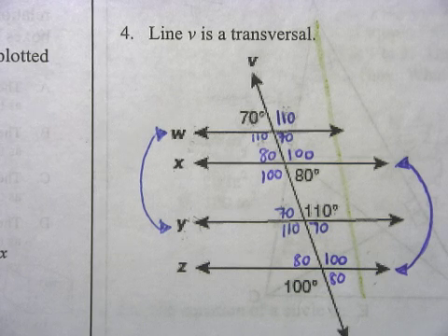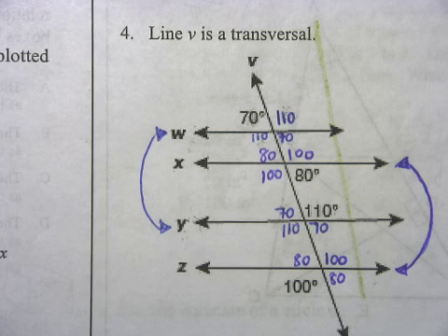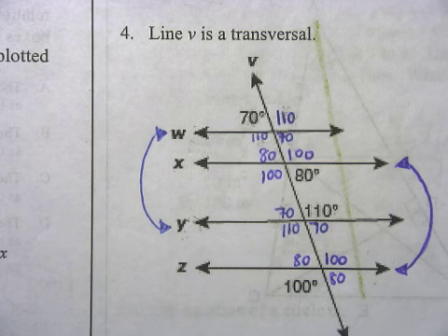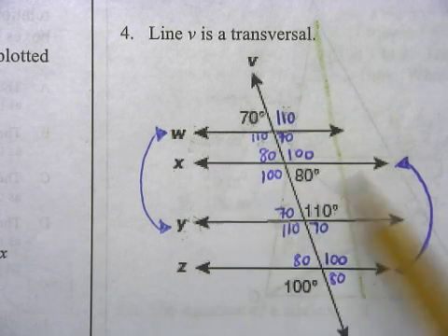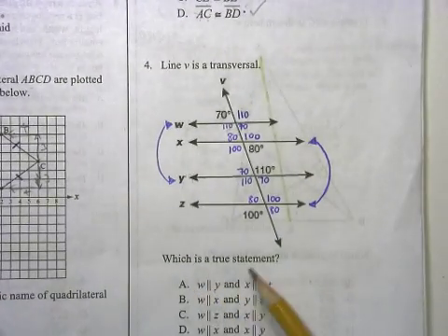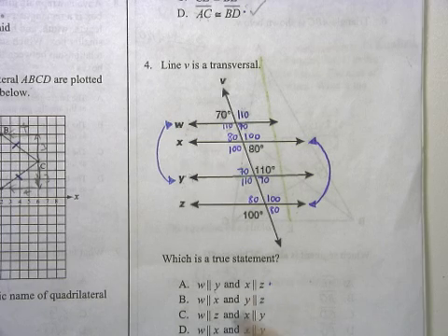Okay, so we're picking up on question number 4. This is part 2 of the interim assessment. If we look at question number 4, they tell us that line V is a transversal, and originally they gave us all of these lines here, and the question is asking us, which statement is true? Which set of lines basically is parallel?